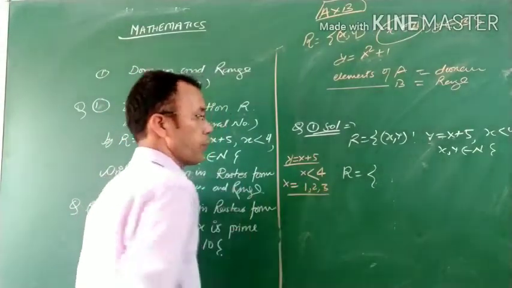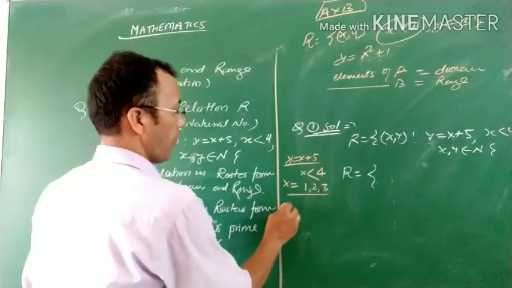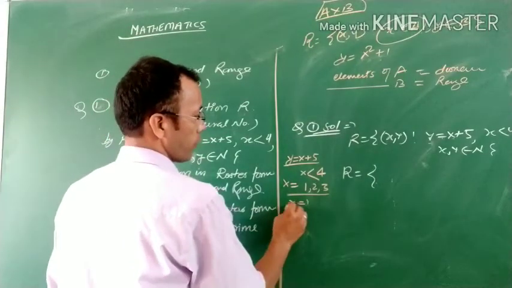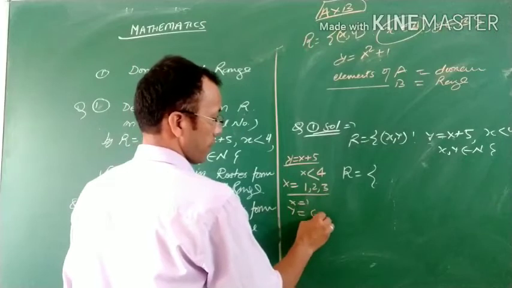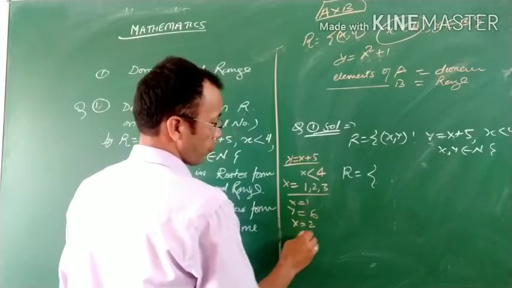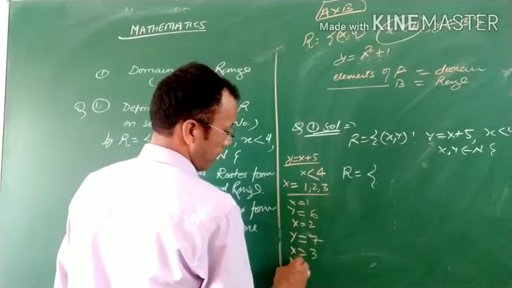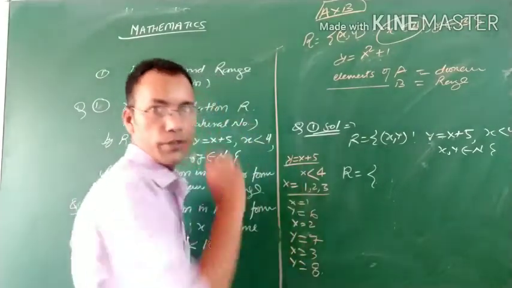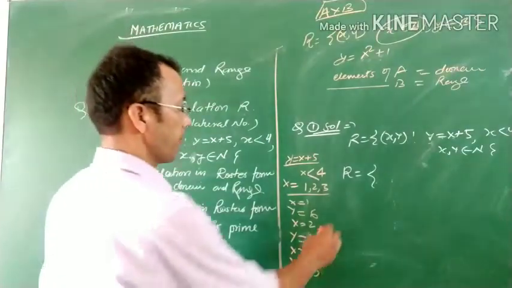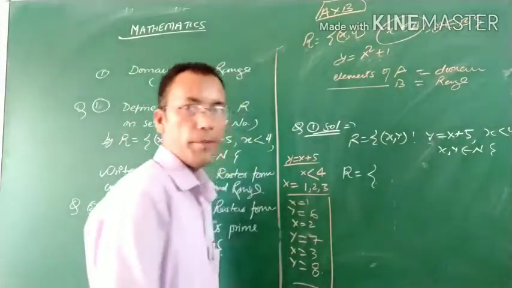So x is 1, 2, 3 we can put, and if x is equal to 1, then y is equal to 6, and if x is equal to 2, then y is equal to 7. If x is equal to 3, then y is equal to 8. Right? This is the relation given x, y.